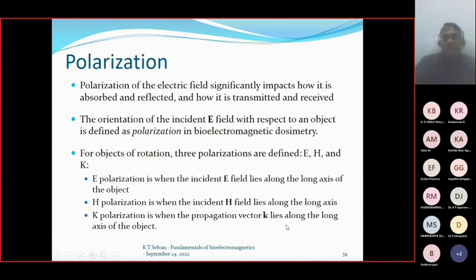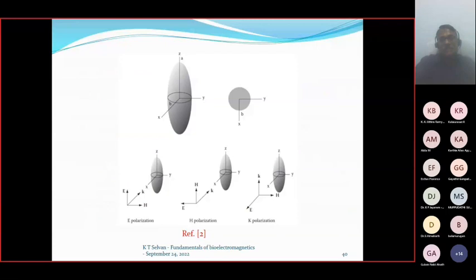Please remember what we mentioned sometime back in far fields. Electromagnetic wave comprises electric and magnetic fields which are perpendicular to each other, and they are perpendicular to the direction of propagation, represented by K. K polarization is when the propagation direction is along the long axis of the object. So if this is the object, I can talk of E polarization: you see the E field is aligned along the long axis. Here the H field is aligned along the long axis, and so on. So these are the three polarizations we are interested in.